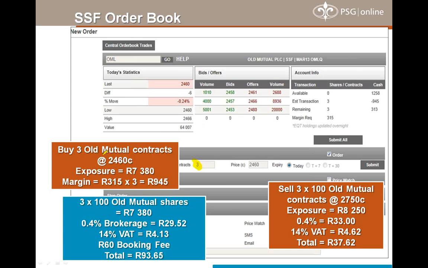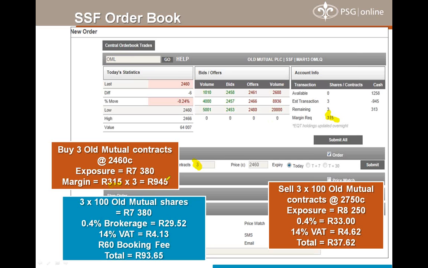So in this situation, I'm going to go buy 3 contracts on Old Mutual at 24.60 Rand. That will be my exposure, 7,380 Rand. My margin requirement in this situation is to tell you also 315 Rand per contract. So 3 contracts will cost me 945 Rand.